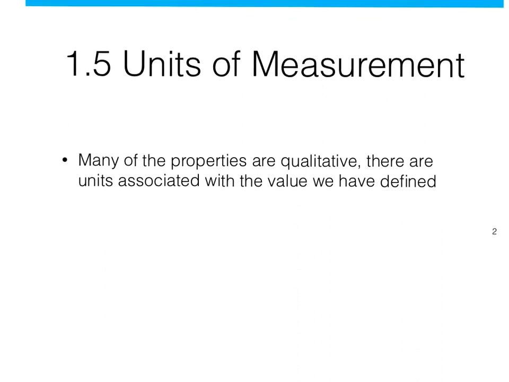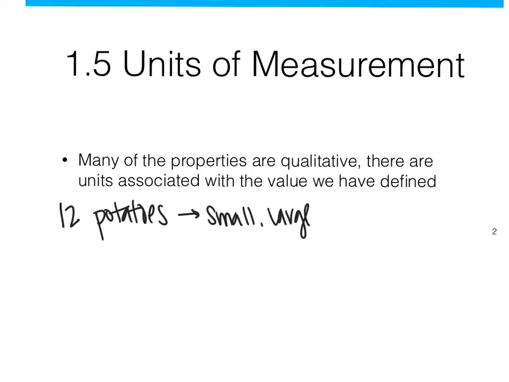A lot of properties are what we're going to call qualitative, and they have a unit associated with the value that we've defined. When you think about that in your real life, if by chance we determine that there are 12 potatoes set out for dinner, those could be small, large, red, yellow, lots of different types of things fall into the category of potato.